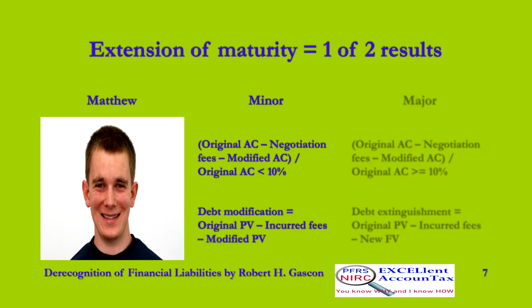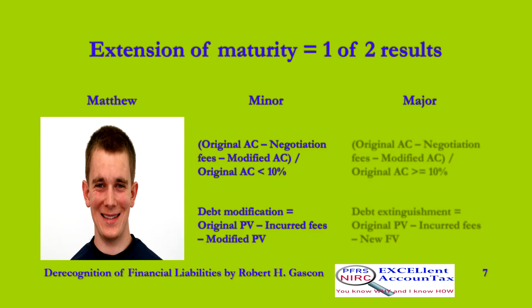Because that extension is deemed as minor, the debt modification gain, or loss, recognized in profit or loss, equals the amortized cost, immediately before that extension, minus the incurred fees upon that extension, including the negotiation fees, and minus the amortized cost, immediately after that extension.